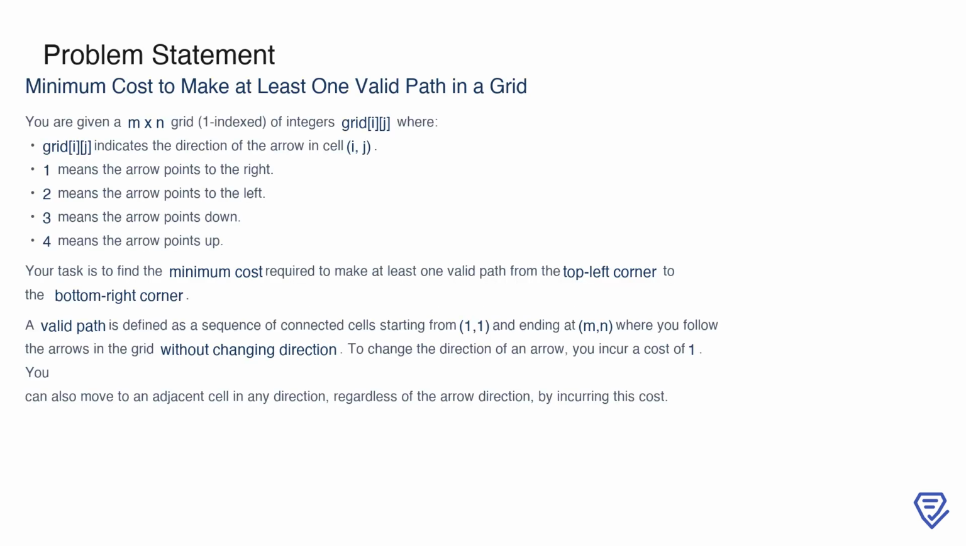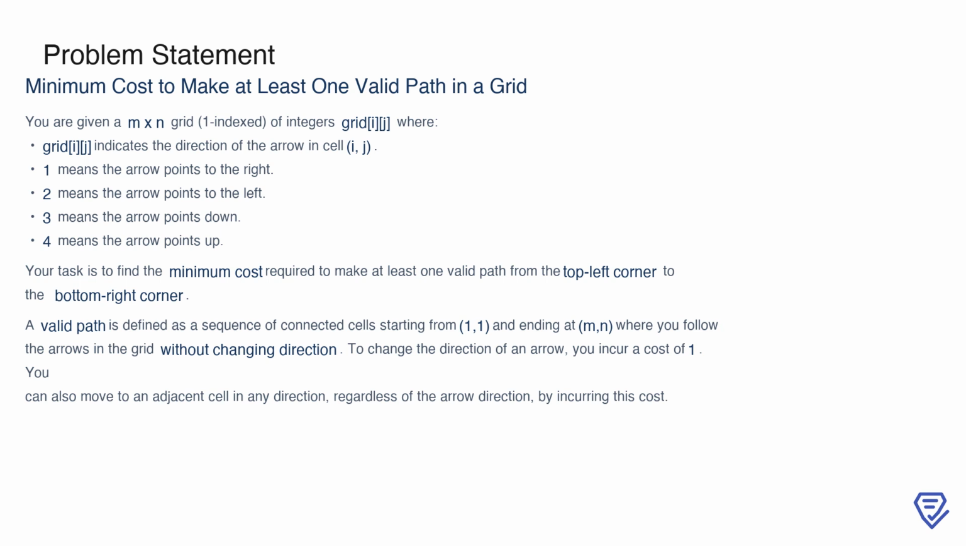In this problem, you're given an M×N grid where each cell contains an arrow indicating a direction. The arrow can point in four possible directions: right, left, down, or up. These directions are represented by the numbers 1 through 4. Starting from the top left corner of the grid, your goal is to determine the minimum cost required to make at least one valid path to the bottom right corner.